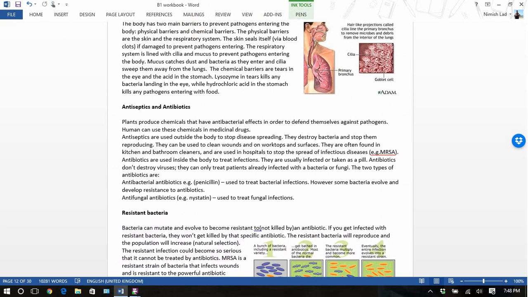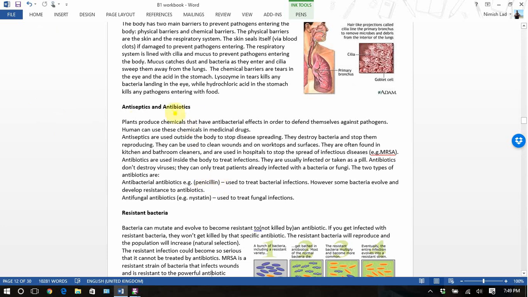But we've also got chemical barriers. There's two main ones of these. The first one, the most obvious one, is in the stomach. There's hydrochloric acid in the stomach, and it kills any pathogens, any bacteria that get in entering the food. You also have lysozyme in your tears, and that kills any bacteria landing in your eye. So both of those are chemical barriers.